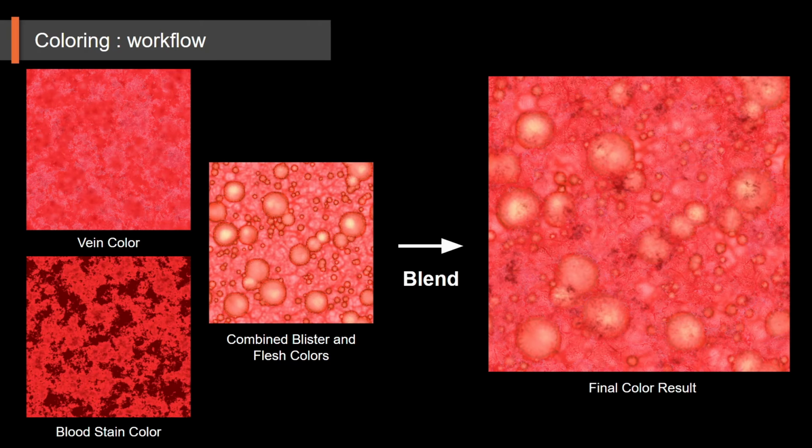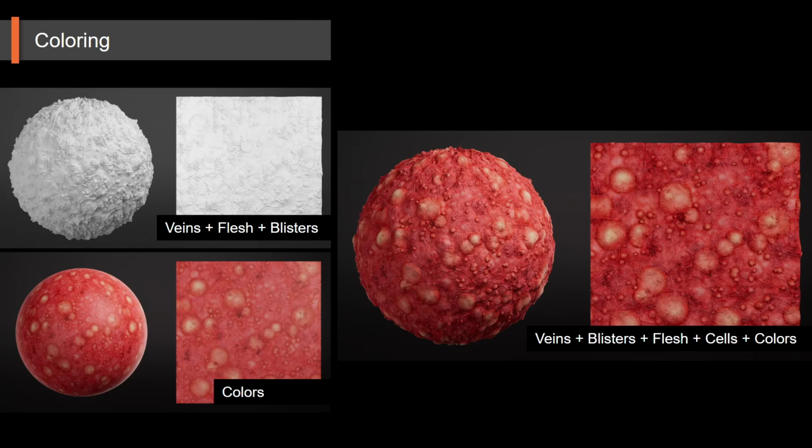And then I colored veins, and also I wanted to add some details of blood stain on the flesh. Those two layers are also nothing special. I used fractal noise for color variation, and then if I blend all together, finally I got the final color result. And then this combines the result with height and color, and we are done.